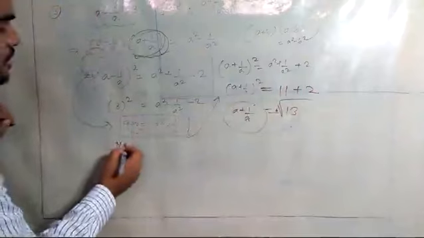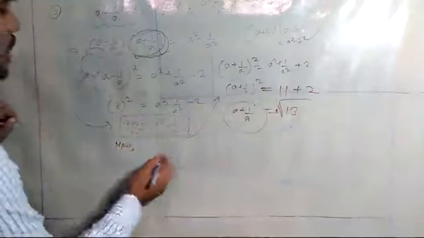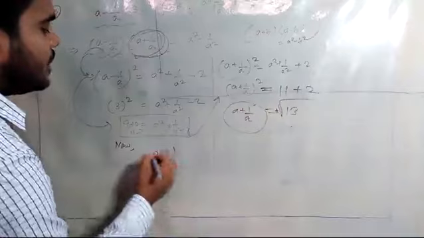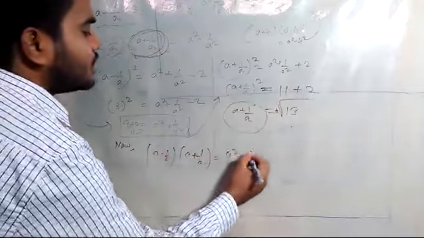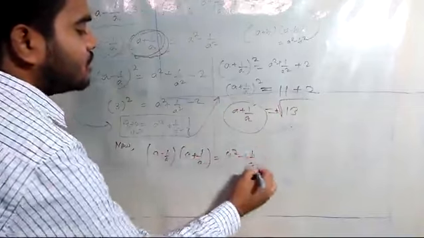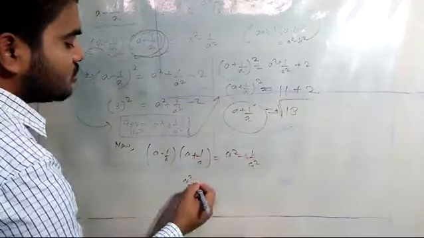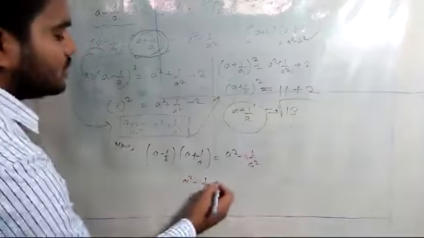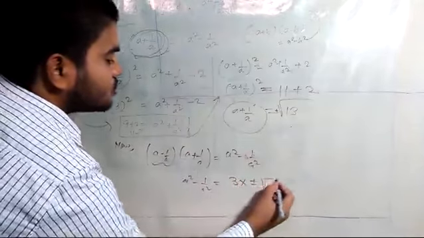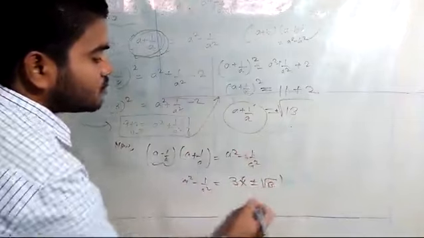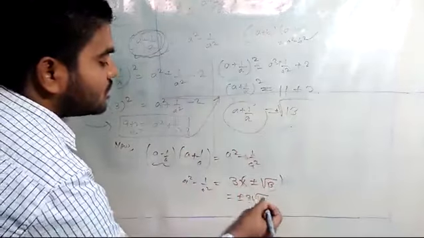Now it is very easy. So you have to write a minus 1 by a into a plus 1 by a is equal to a square minus 1 by a square, which means a square minus 1 by a square is equal to 3 into plus minus root under 13, that means plus minus 3 root 13.